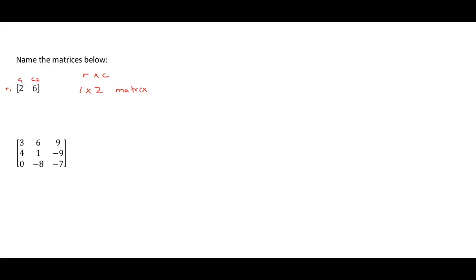Okay. Now we look at this second one. Let's look at how many rows it has. This is row 1, row 2, row 3. We have column 1, column 2, column 3. So we write it as a row by column matrix. So we have 3 rows and 3 columns. So we call this a 3 by 3 matrix.